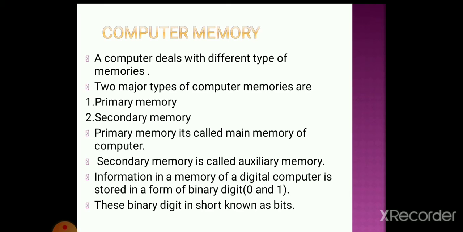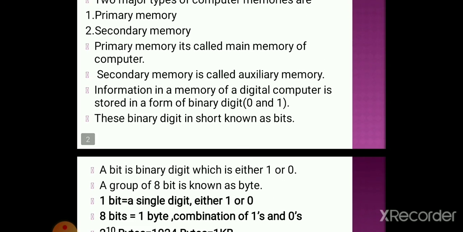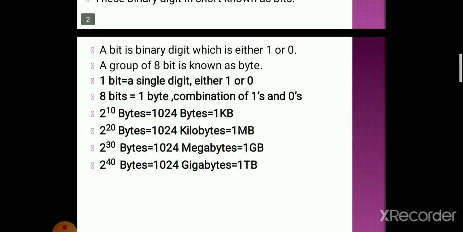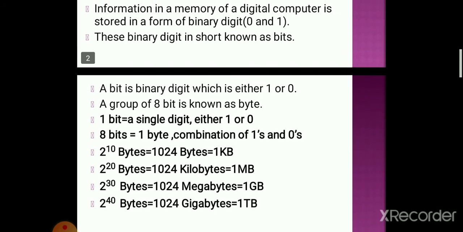Information in the memory of a digital computer is stored in the form of binary digits, in a digital form like binary 0 and 1. These binary digits are in short known as bits.